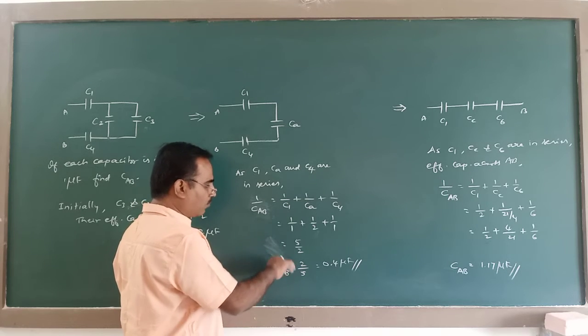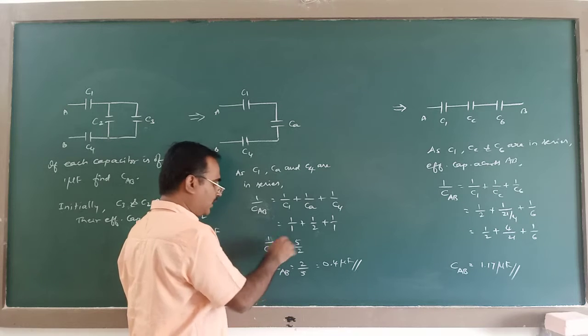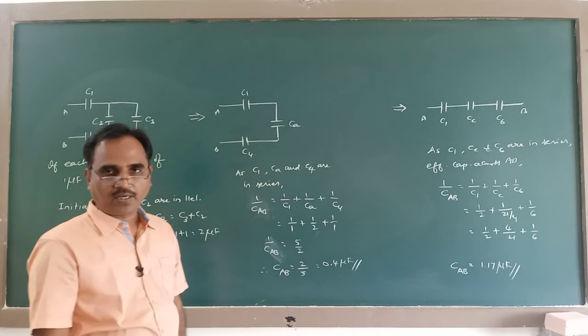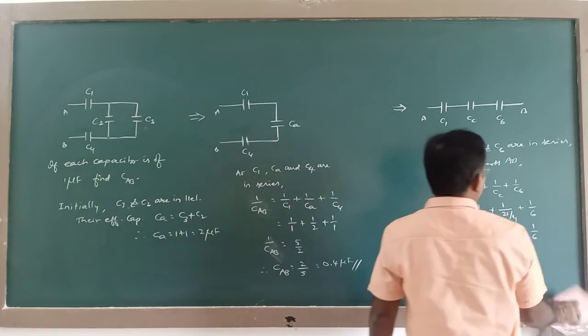Therefore CAB will become 2 divided by 5, the reciprocal of that. So while doing these mathematical calculations, you must be very, very careful. So you will get 0.4 microfarad.